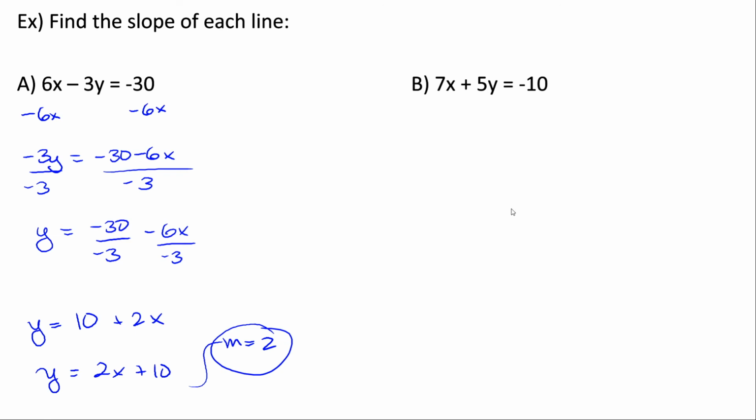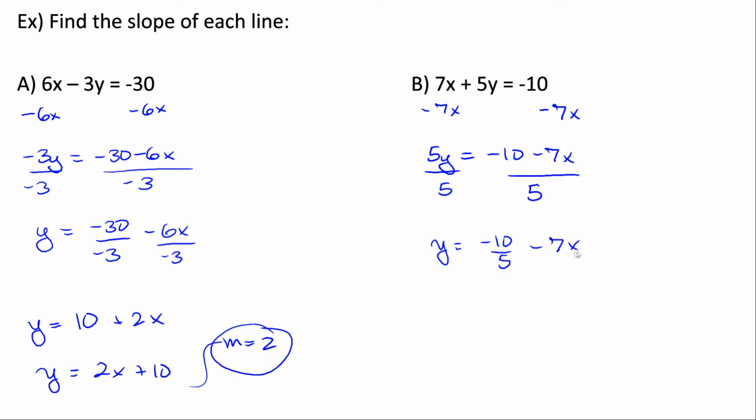Now let's take a look at B. Same technique over here. We want to move everything away from y so we can solve for y explicitly. So we'll start by subtracting 7x from both sides, and divide both sides by 5. Y is equal to negative 10 over 5 minus 7x over 5. Y is equal to negative 2 minus 7 over 5 x, or y is equal to negative 7 over 5 x minus 2. And this tells us our slope is equal to negative 7 over 5.